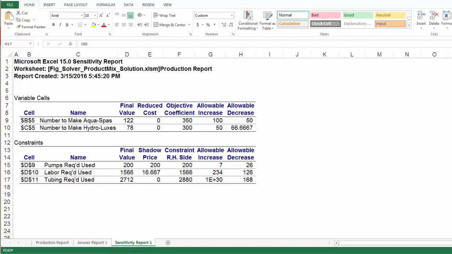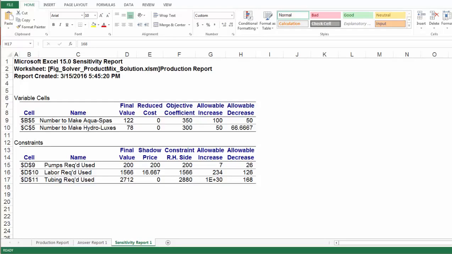Since the pump constraint is one of the binding constraints, let's take a quick look at one non-binding constraint as well, the tubing constraint. I will provide a few observations and leave the details to you. Because the tubing constraint is non-binding, its shadow price is 0. At the optimal solution, we have more than enough tubing. Actually, we have a slack of 168 feet of tubing. So having more tubing does not help and does not contribute to our objective at all.